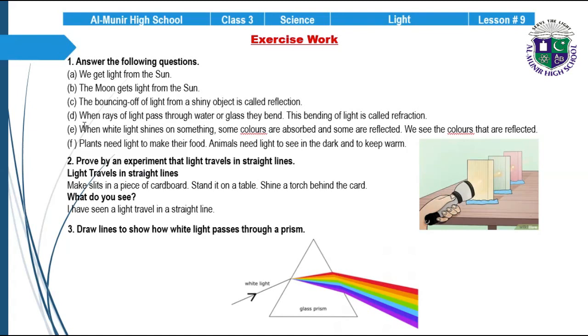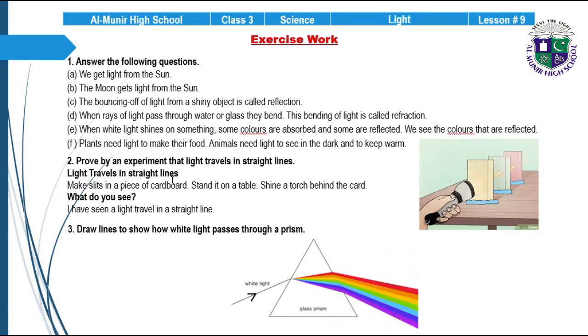Next, part D, when rays of light pass through water or glass, they bend. This bending of light is called refraction. Part E, when white light shines on something, some colors are absorbed and some are reflected. We see the colors that are reflected. Next, part F, plants need light to make their food. Animals need light to see in the dark and to keep warm.